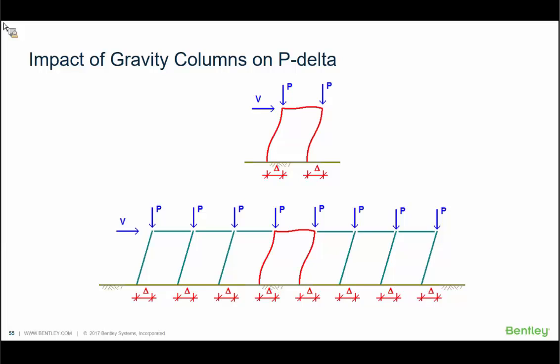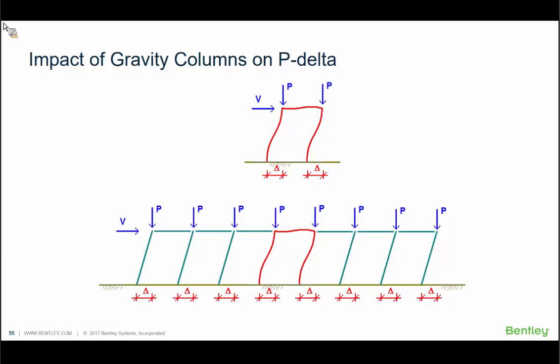However, as a result of these gravity members experiencing the same drift as the frames, additional P delta moments are induced into the structure. Because these gravity members have no lateral capacity themselves, those additional P delta moments must be resisted by the frames. In effect, the gravity columns are leaning on the frames, inducing additional forces into the frames.